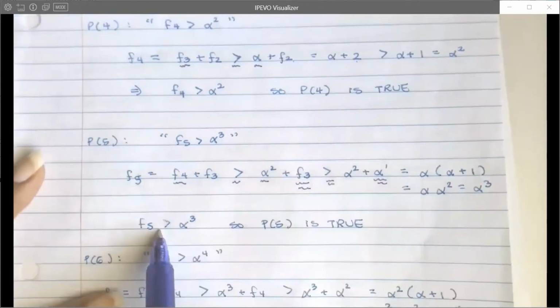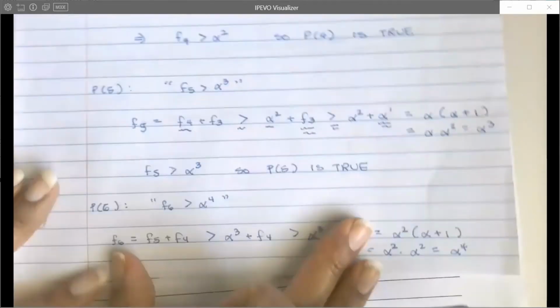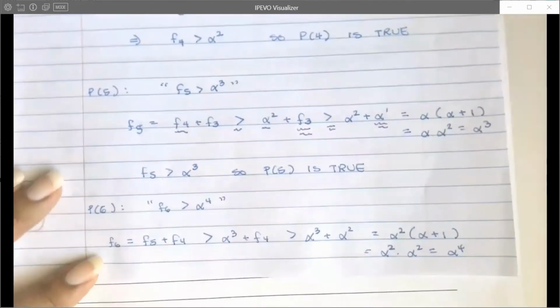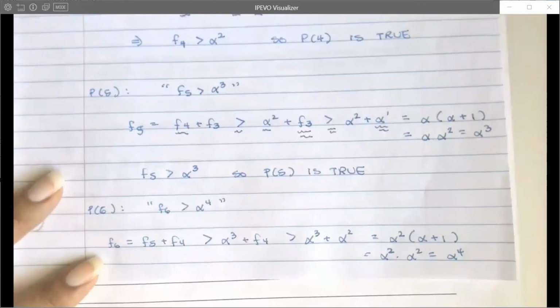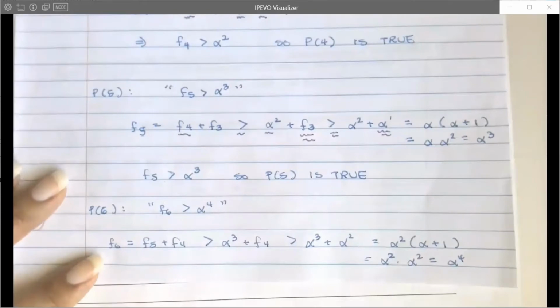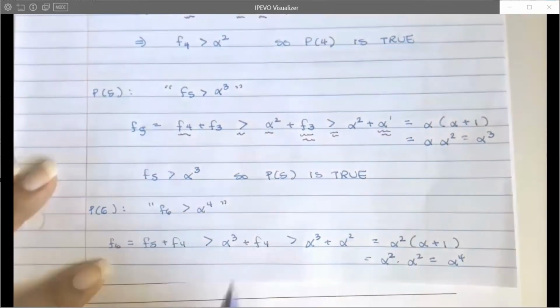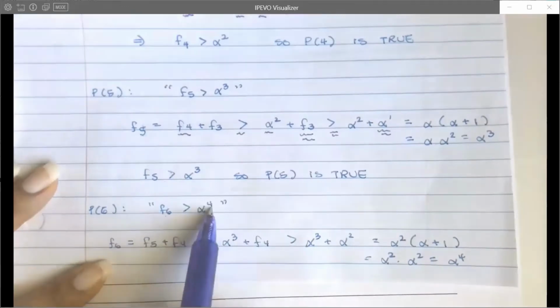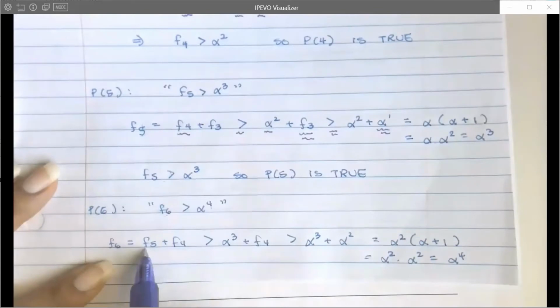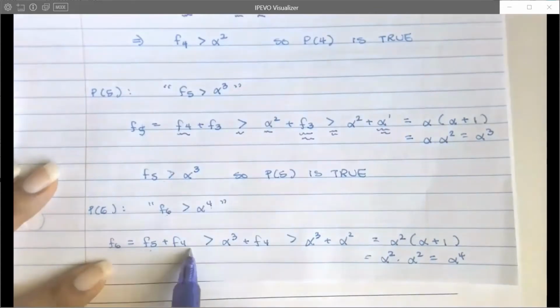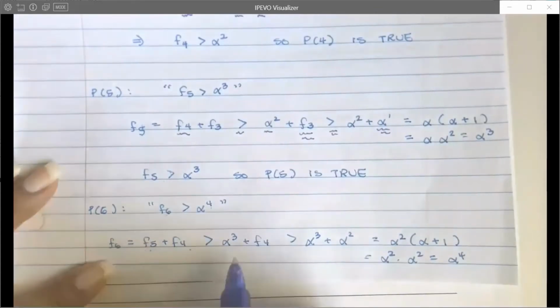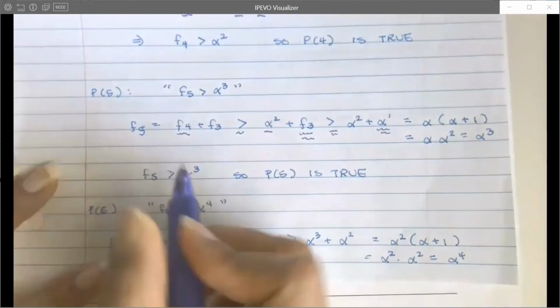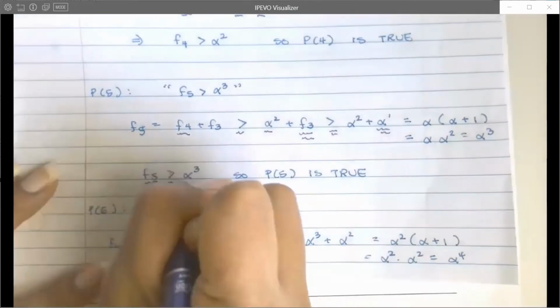Now if we do just one more so that we can check, because now it's starting to feel like a pattern, right? The way we proved that P of 5 was true looks very similar to how we proved that P of 4 was true. Let's see if the same can be said about P of 6. So P of 6 is the statement F6 is greater than alpha to the 4. If we split F6 into the sum F5 plus F4, that means that we're going to be using the result F5 is greater than alpha 3.